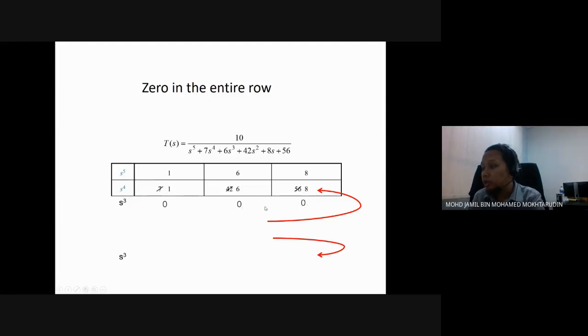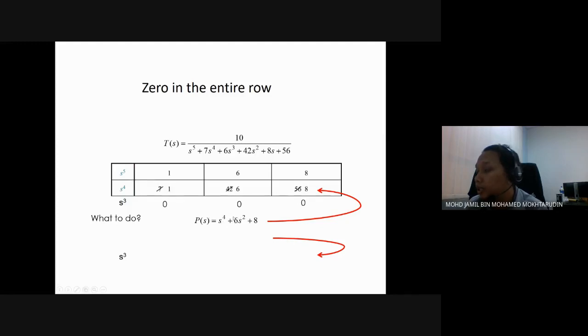Whenever you encounter zeros in the entire row, you need to modify the method. So what to do? First you look at row s4. In row s4 there are 3 coefficients: 1, 6, and 8. You use these coefficients to form a new polynomial. The polynomial starts with s to the power of 4, with coefficient 1.